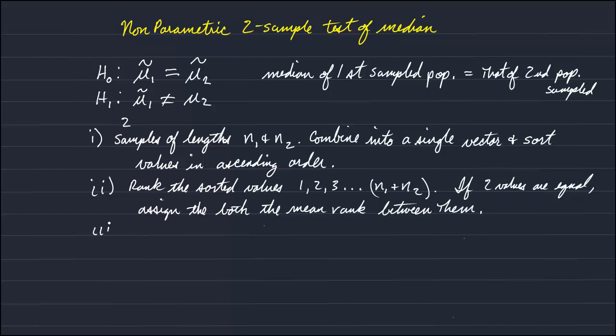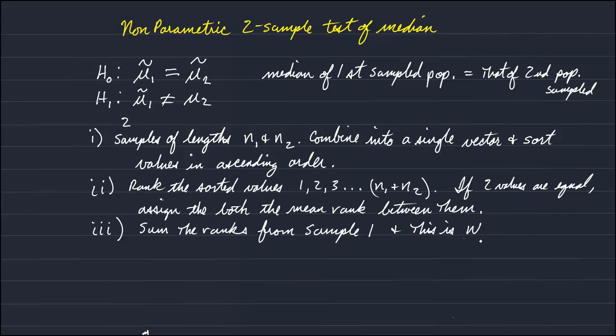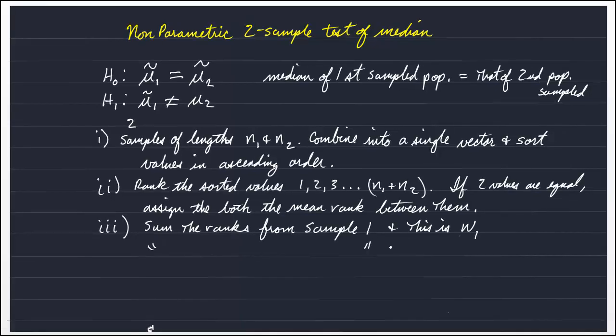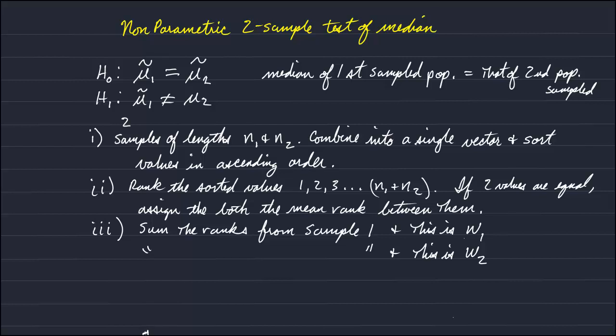And then the third step is to sum the ranks from the first sample. The sum of the ranks from the first sample defines the variable W1. And then the sum of the ranks from the second sample defines the variable W2. So before I get too far ahead of everyone, let me illustrate the steps by example.